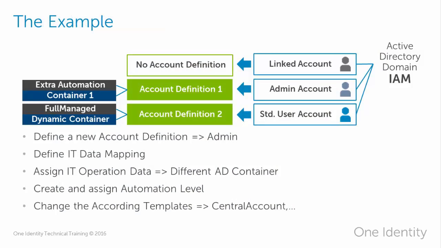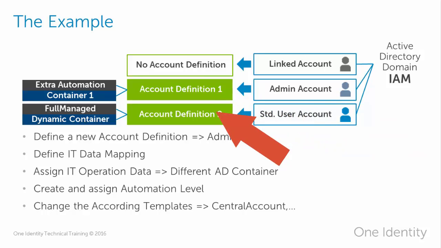In theory, it's just gray knowledge without any colored example. And in this colored example here, we want to show you how to use these account definitions and automation levels in IT data best. Therefore, we want to implement the following. On the right side, you see our Active Directory domain called IAM. In this specific Active Directory domain, we want to implement two kinds of accounts, which are the admin account and the standard user account. Both of them will depend on specific account definitions built for them.